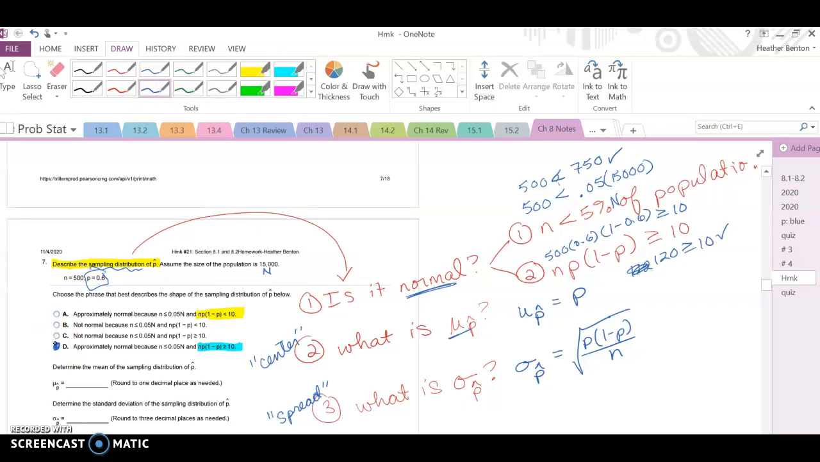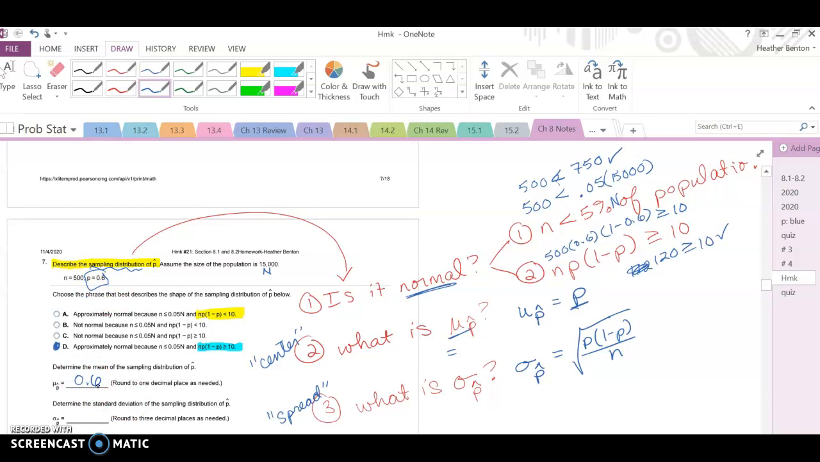Okay, then the second thing they're asking for is the mean. The mean of p hat is always just plain old p. It's equal to plain old p. So in this case, our plain old p is 0.6. So this is just 0.6.